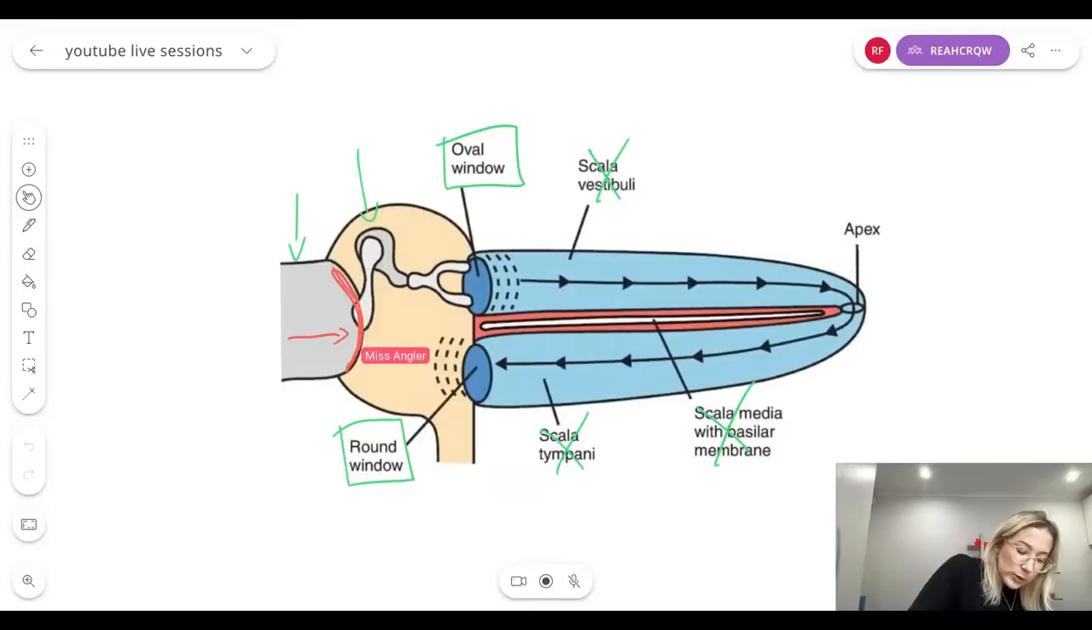Remember, the tympanic membrane, or the eardrum, is here. The eardrum is going to convert sound waves into vibrations, into mechanical movement. That is then going to cause the ossicles, these three bones, to amplify. Very important, often forgotten: they amplify the sound.